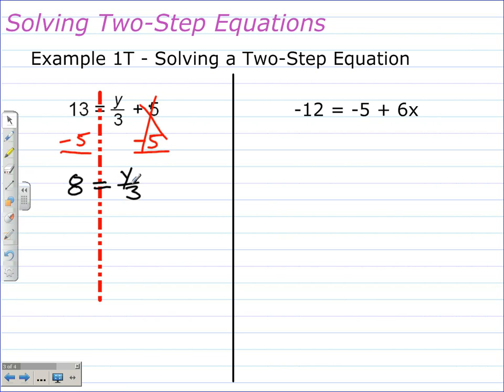Next, we need to get rid of this divide by 3. Since the opposite of division is multiplication, we're going to multiply both sides by 3. The 3's on the right cancel. Some students put the 3 over 1 so they don't accidentally multiply these 3's. So on the right-hand side, we're left with y. Now it has a coefficient of 1. On the left-hand side, we multiply 3 times 8 to get 24. One last step that I like to do is rewrite my solution so that the variable is on the left-hand side. So y is equal to 24.